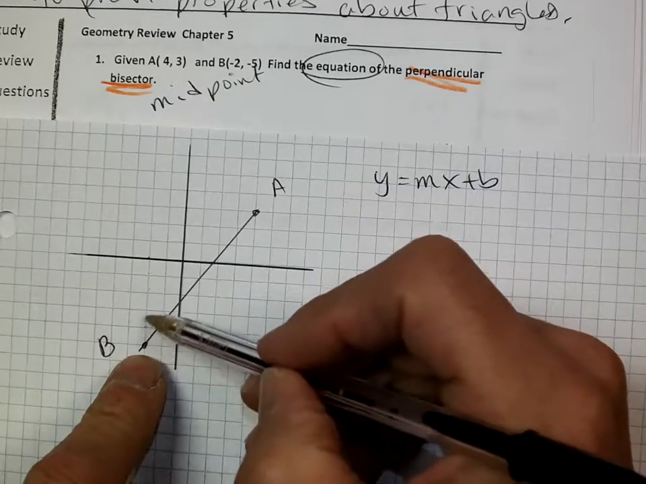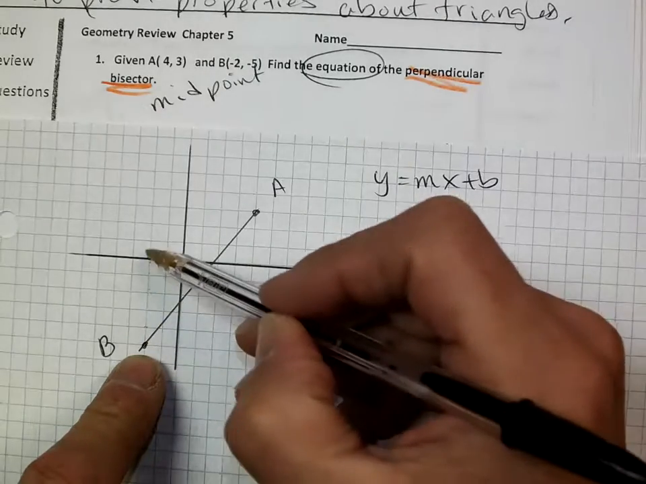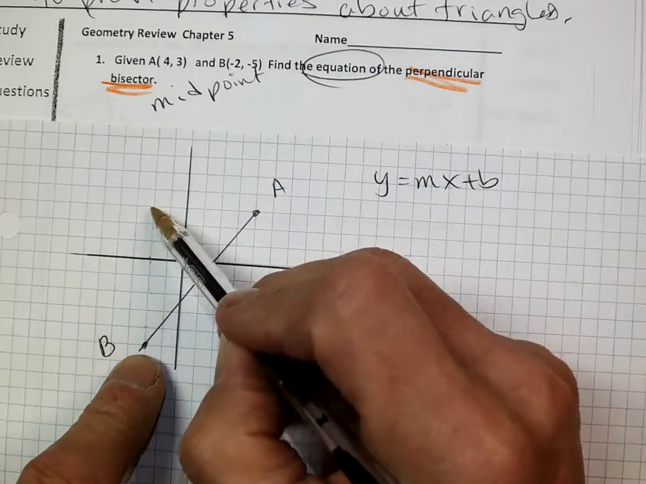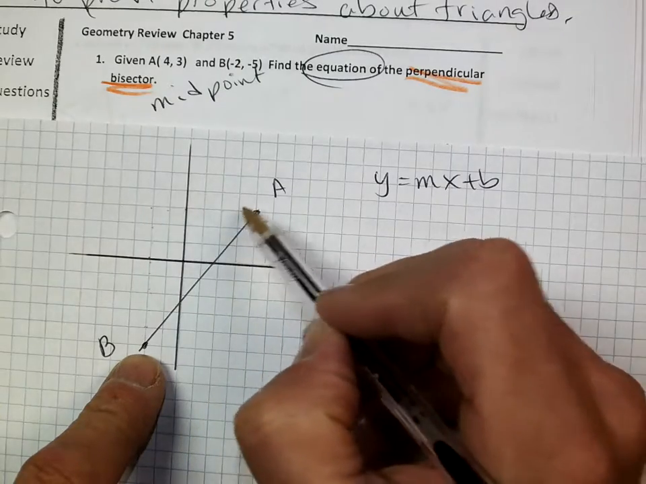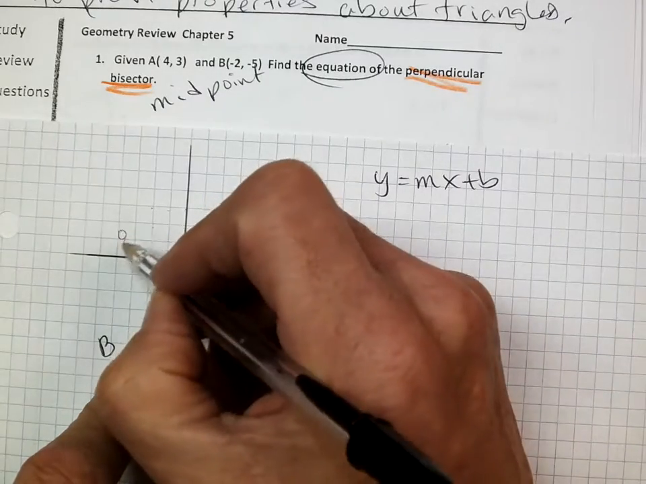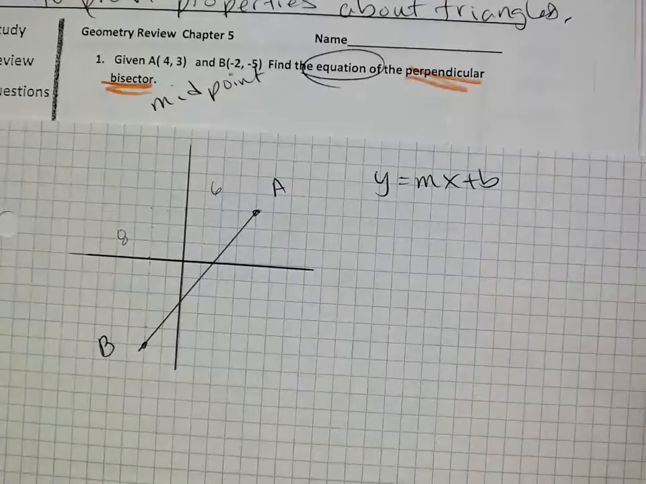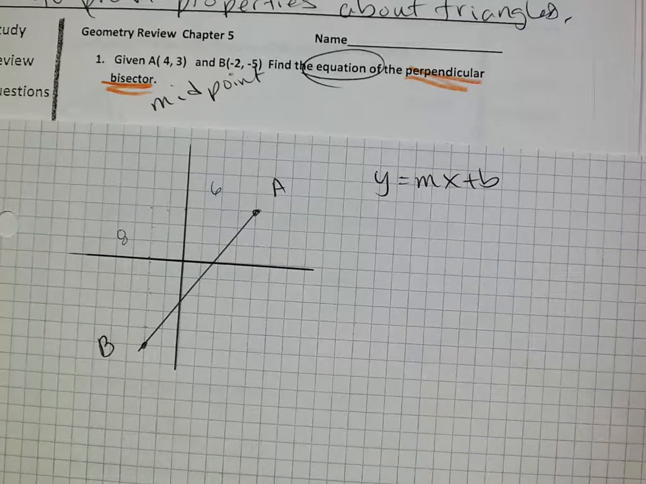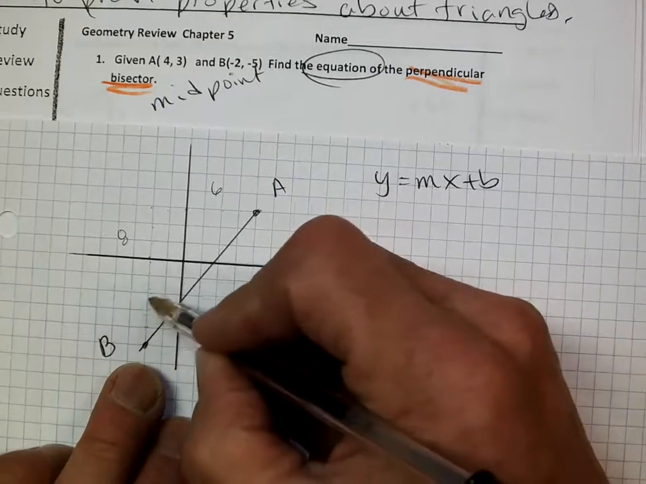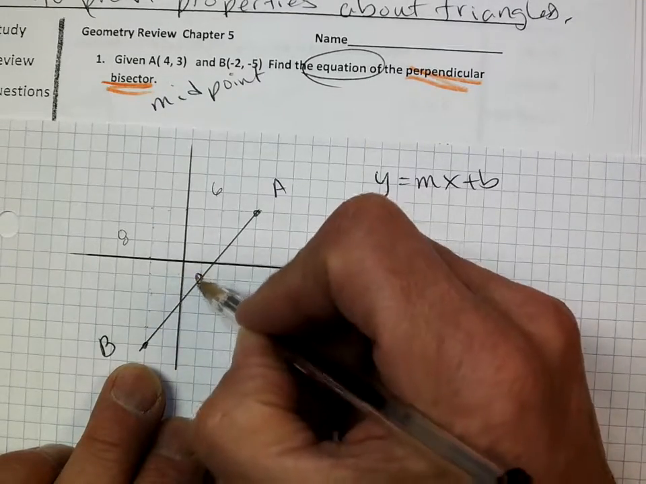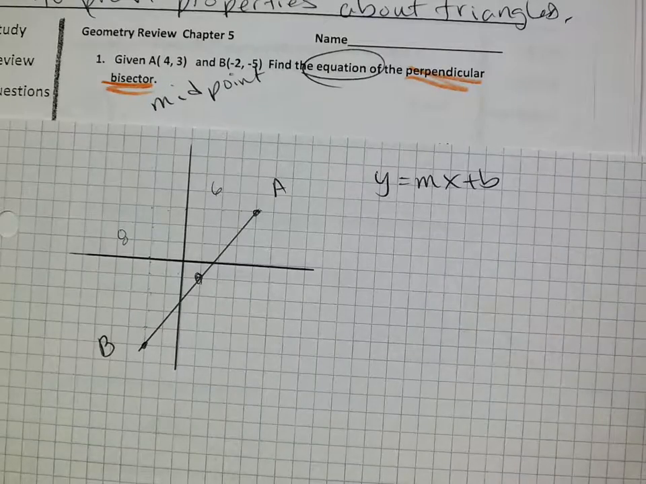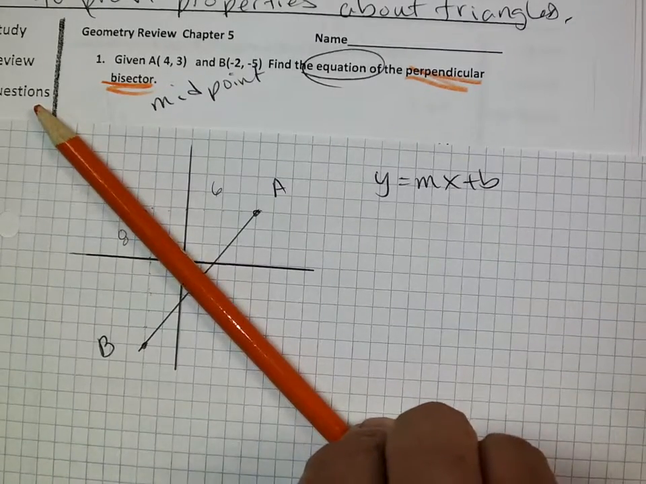Okay, so 1, 2, 3, 4, 5, 6, 7, 8. 1, 2, 3, 4, 5, 6. So I went up 8 and over 6. And then as far as a midpoint, that'd be just half of that, right? So 8, 6, let's just go 4, 3. 1, 2, 3, 4, 1, 2, 3. So there's my midpoint, okay? I know then the line's got to go right through that. There's my bisector, okay? How am I doing?